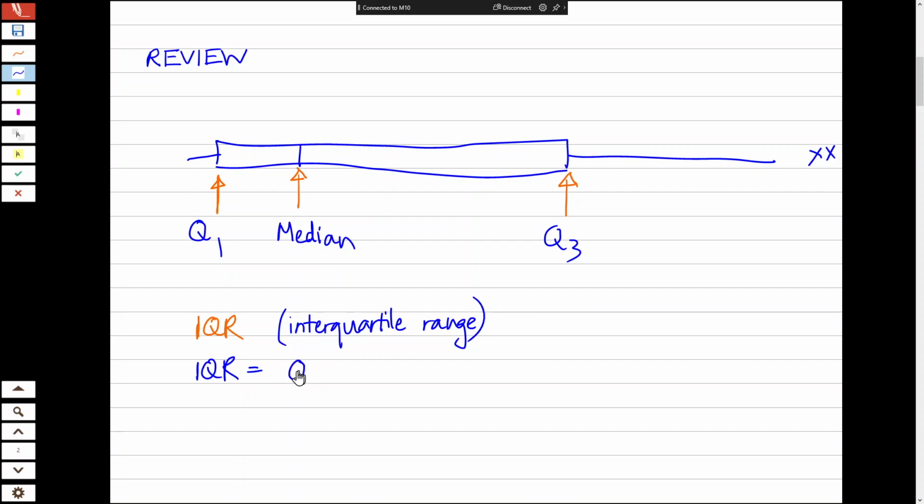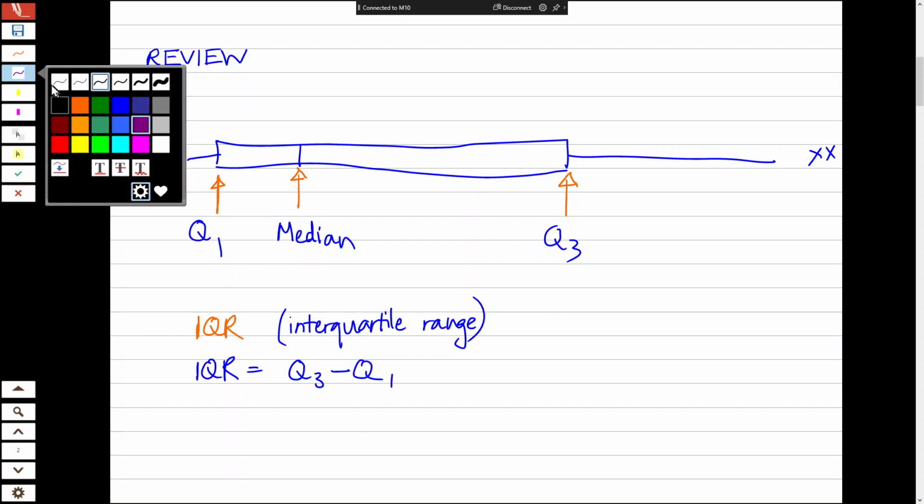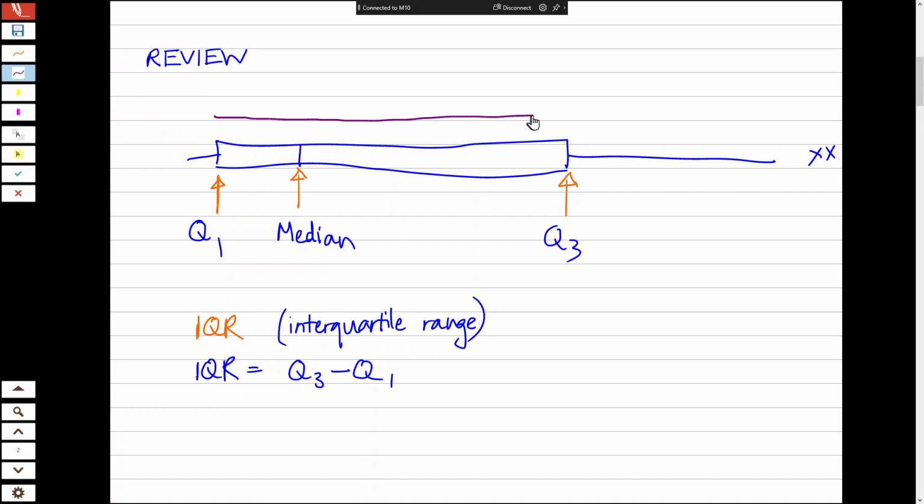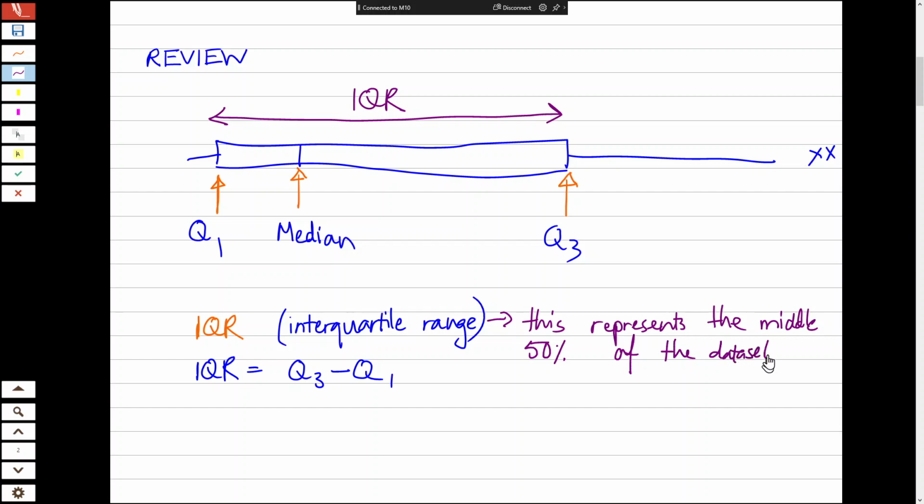Excellent. So visually, this is the interquartile range here. If I draw an arrow between Q1 and Q3, that's the IQR there. And this represents the middle 50% of the data set. I should say the spread of the middle 50%.